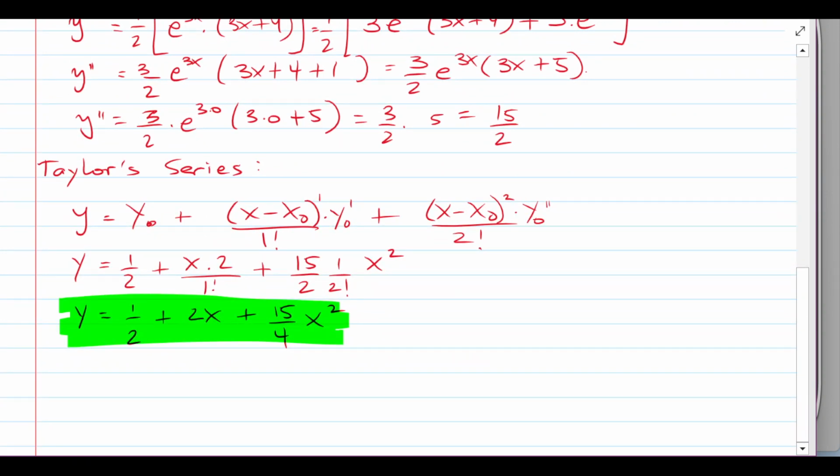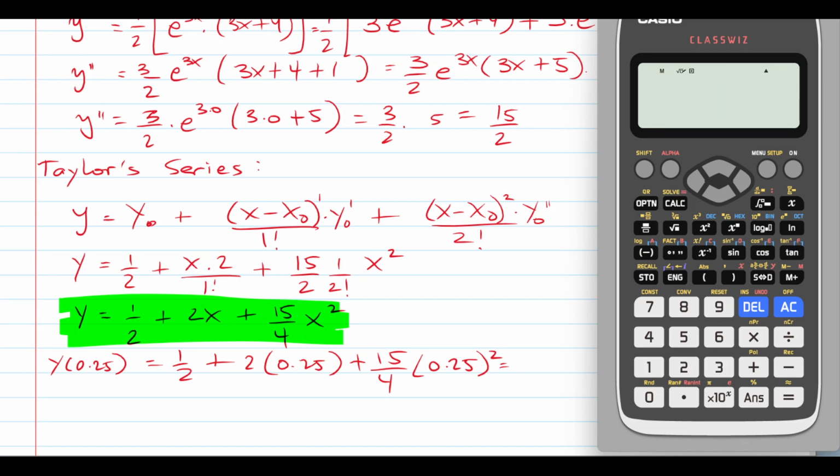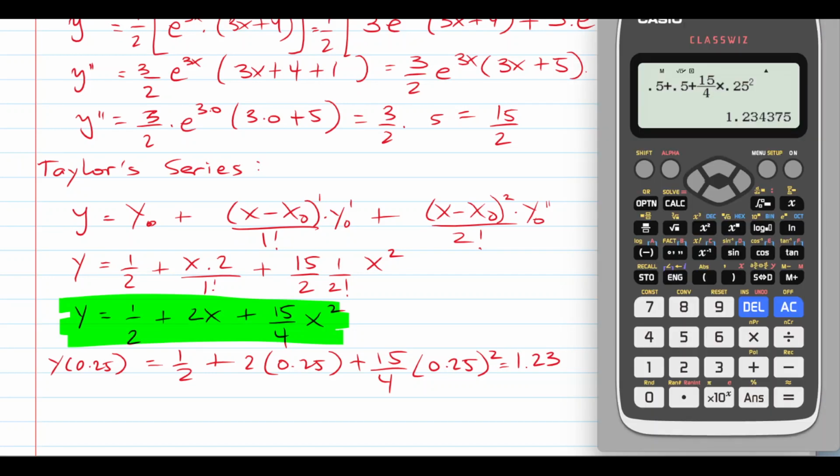So we can start with x equals 0.25, which equals half plus 2 times 0.25 plus 15 over 4 times 0.25 squared. Using our calculator, half plus 2 times 0.25 equals half plus 15 over 4 times 0.25 squared, which equals 1.2344.